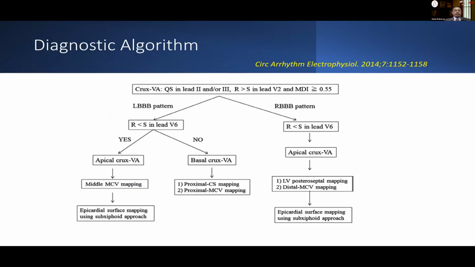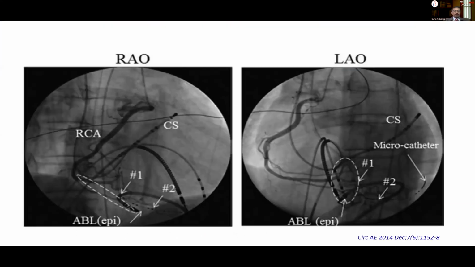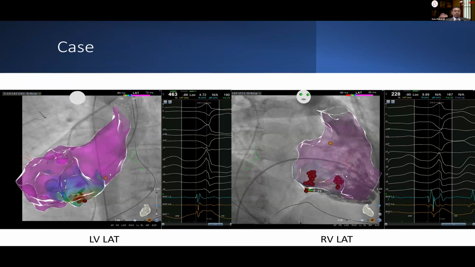This is the diagnostic algorithm, and some people use this approach to ablate crux PVC or ventricular arrhythmia. They go to the middle cardiac vein and ablate in there. But we have another approach, combining left ventricle mapping and right ventricle mapping, and we could identify the earliest site. In the left ventricle, this is in the right ventricle. It is not quite early, but for this crux PVC, the best thing that we can do to ablate is both the right ventricle and left ventricle approach.